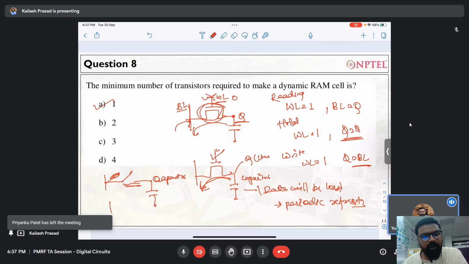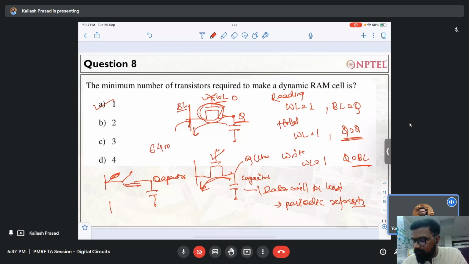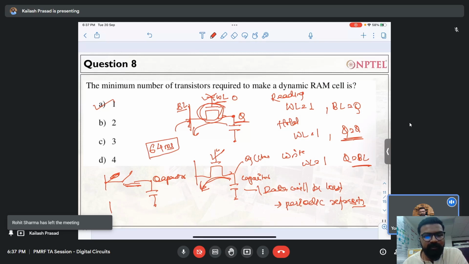Okay, so in the traditional RAM, please note these values, they are very important. Every 64 millisecond the DRAM cell has to be refreshed. After 64 millisecond, you will write the data again. So this was a little bit high level, but I think you should know because we are discussing DRAM cell.